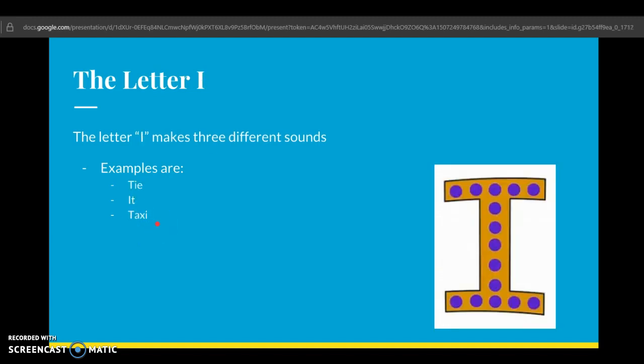Next is the letter I. The different examples that I have here for the sounds of letter I is tie, where you can hear the I, and actually in this one, the E is silent. When you think about spelling the word tie, you think of just having TI, but there's actually an E at the end, but you don't hear it because it's silent. So it's tie, I is making the I sound. Then you have it, where I is making an I sound, it. Then you have taxi, where the I is making an E sound, taxi.